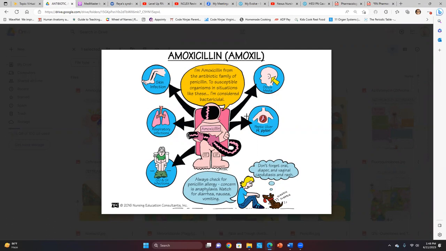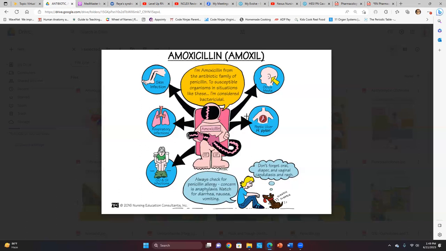How do they help? Well, the patient may be diagnosed with gonorrhea, pneumonia, urinary tract infection, skin infection, ear infection, right? So all of these different kinds of infections, as you can also see others in the picture. So we have to get a really good history. Do not give, and we talk about history of allergies, do not give if any reaction has occurred in the past. This is safe for pregnant or breastfeeding women.